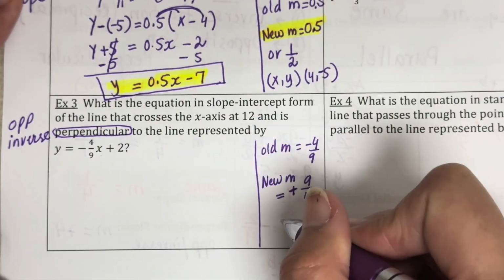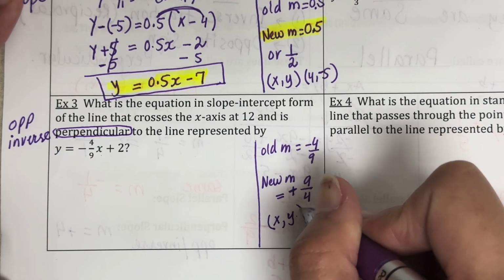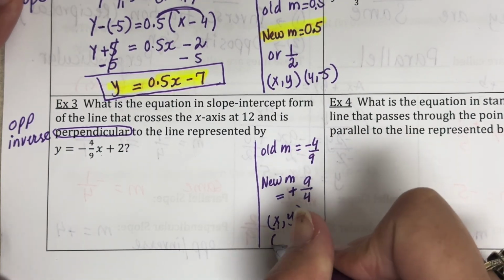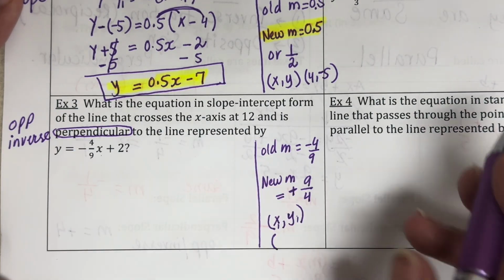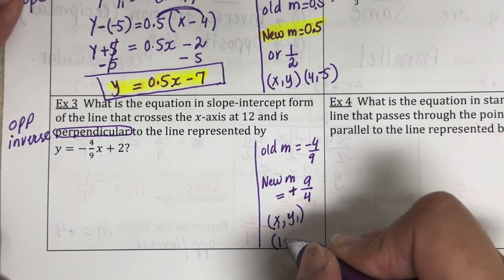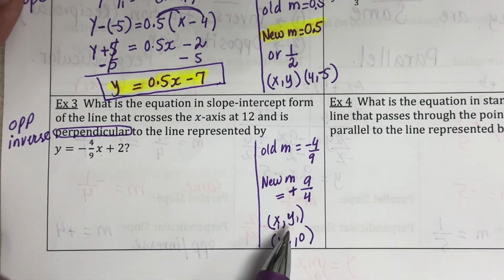I need the equation in slope-intercept form. So I first need x comma y, or x1 comma y1, which is, oh, it is x-axis at 12. X-axis at 12 means it is 12, 0. Because on the x-axis, x should have the value and y should be 0, so it should be 12, 0.